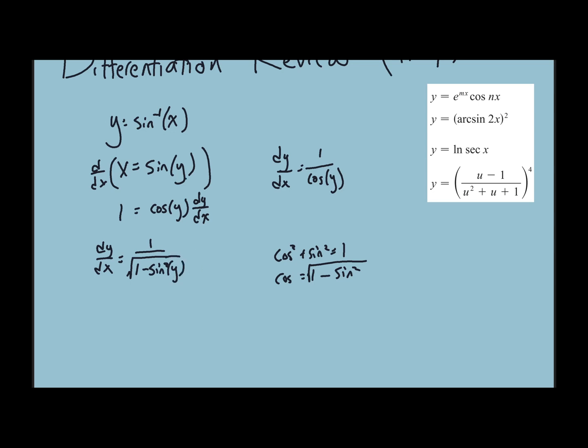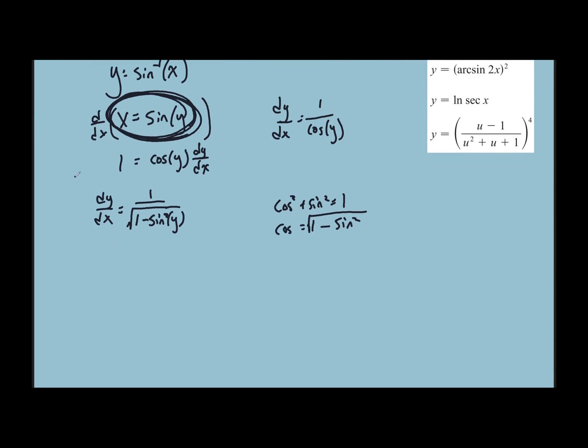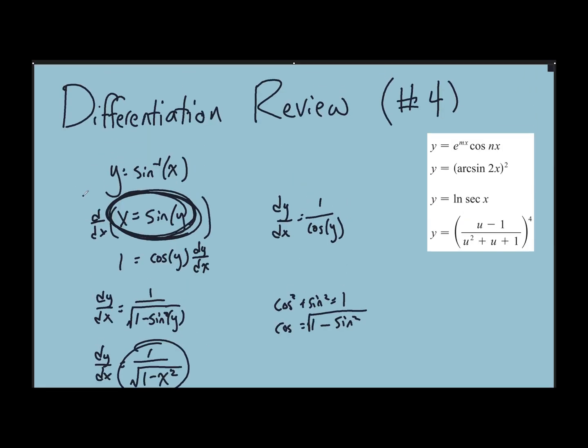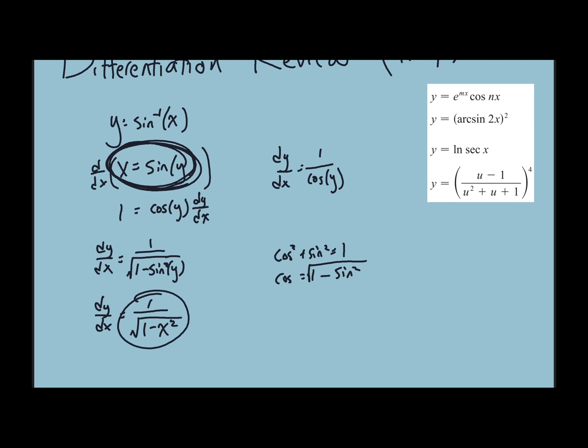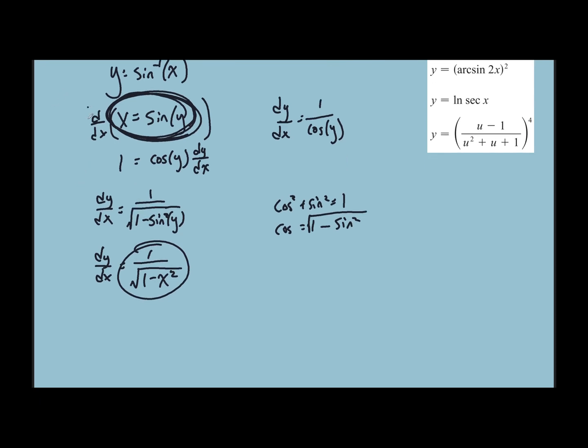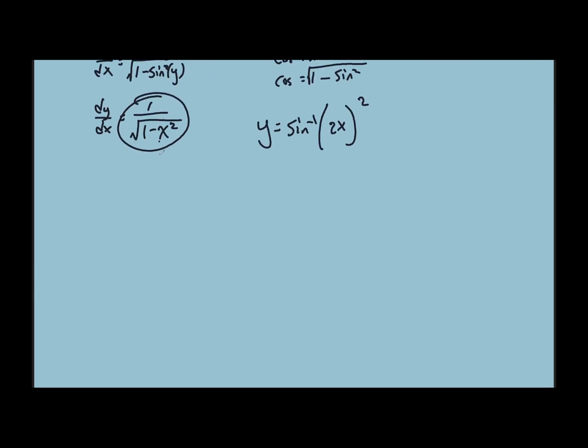Now why would I say that? Because that's how we phrased what x is here. So I can now say that dy dx is equal to 1 over the square root of 1 minus x squared. That's the derivative of arcsine. So let's just keep that in mind for a second. So they give us y equals the arcsine of 2x squared. So let's take the derivative.